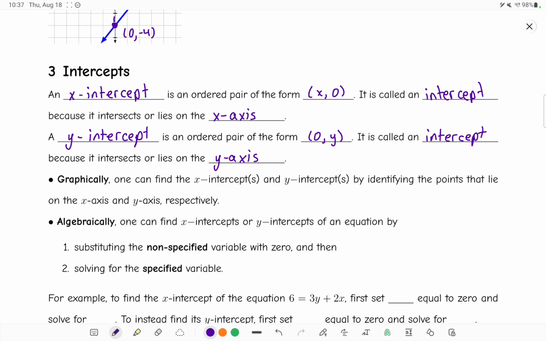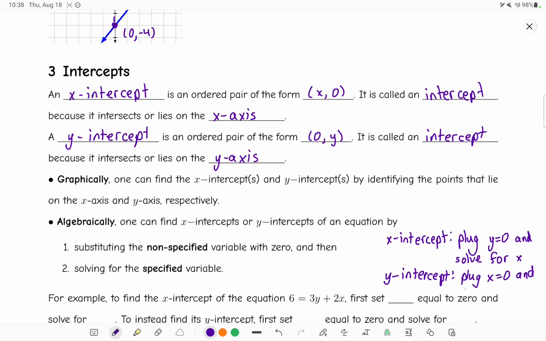Graphically, one can find the x-intercepts and the y-intercepts by identifying the points that lie on the x or y-axis respectively. Algebraically, one can find x-intercepts or y-intercepts of an equation by substituting the non-specified variable with 0 and then solving for the specified variable. So in other words, if you're looking for the x-intercept, plug y equals 0 and solve for x. And if you're solving for the y-intercept, you plug x equals 0 and solve for y.